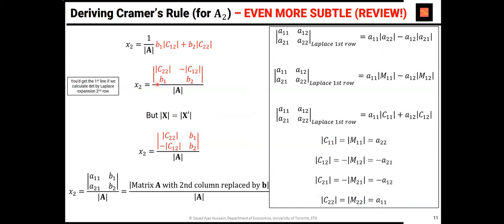You can do it this way. You can put B1, B2 in the second row and over here. Notice that if I take the determinant, I would be right because I would have to take, if I expand by the second row, it'll be minus B1 into minus C12, which is plus B1 C12, plus B2 into C22, which is exactly C here.